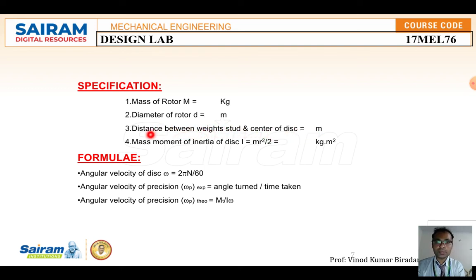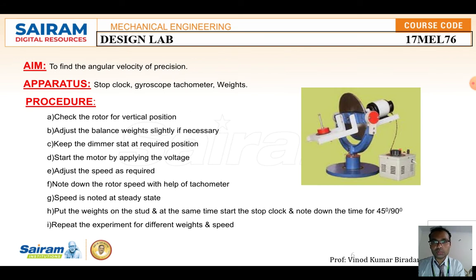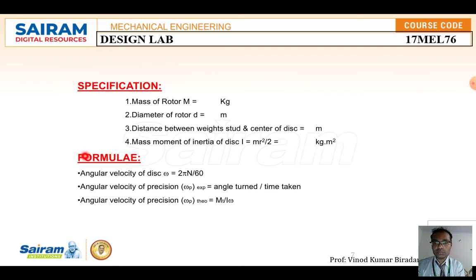Note down here the moment of inertia of the disc, I is equal to mr square by 2. You need to calculate this. These are the formulas we are going to use to find the angular velocity of the precession. Angular velocity of the disc, omega is equal to 2 pi n by 60. This is the basic formula, you have to remember this. Angular velocity of the precession, omega p, is equal to the angle turned divided by the time taken, which you need to calculate.